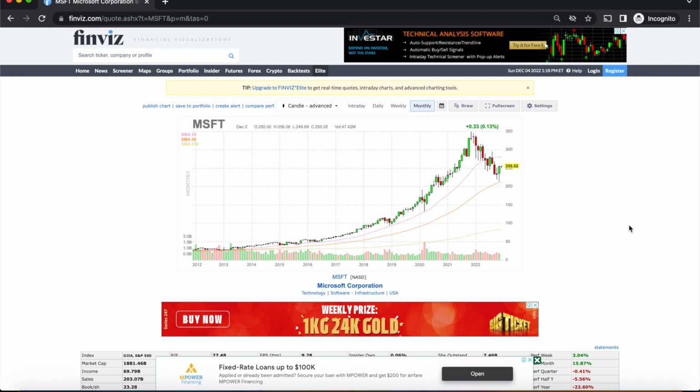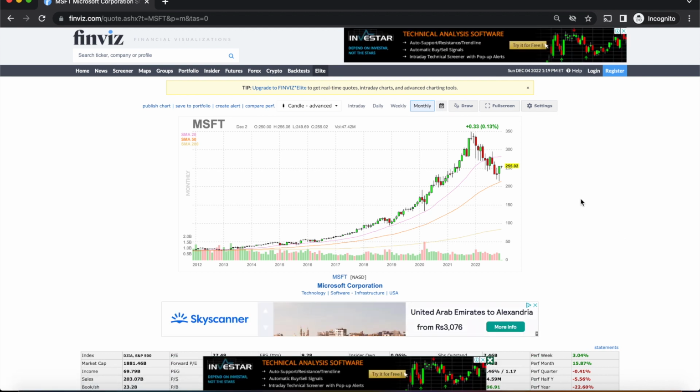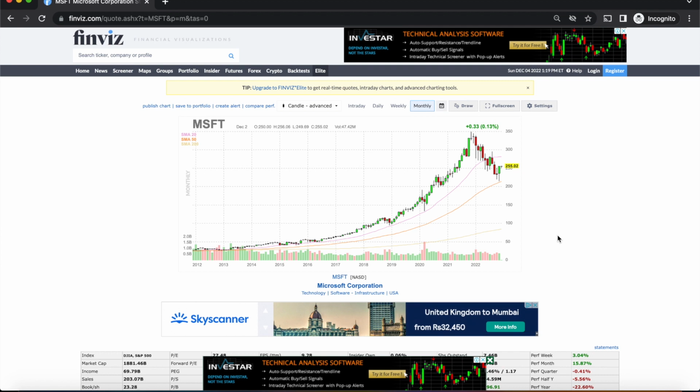But I'm using this just to help understand the chart. So as you can see here, I have opened the Microsoft chart over here, and this is a monthly chart, so we can look at the data right from 2012 all the way to 2022. And the reason is because I want to explain what dollar cost averaging is in the long run.